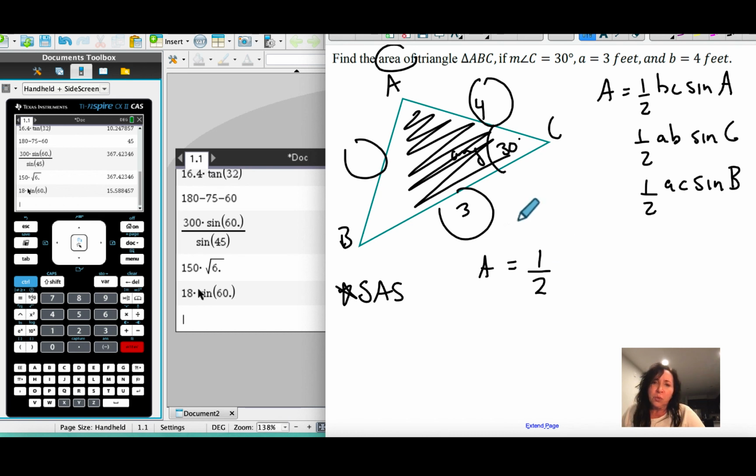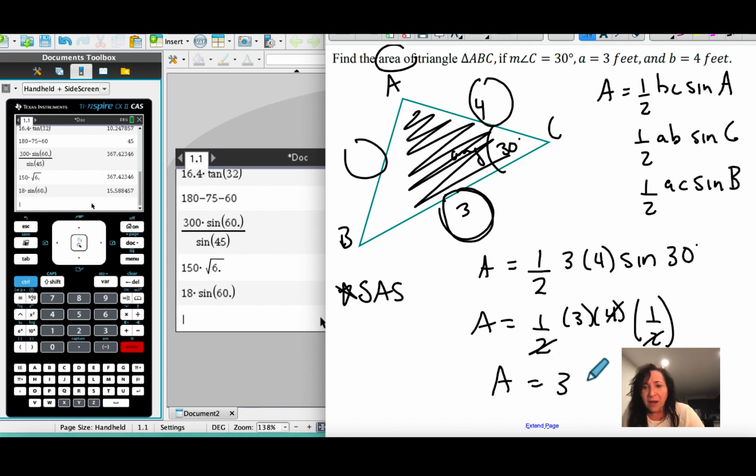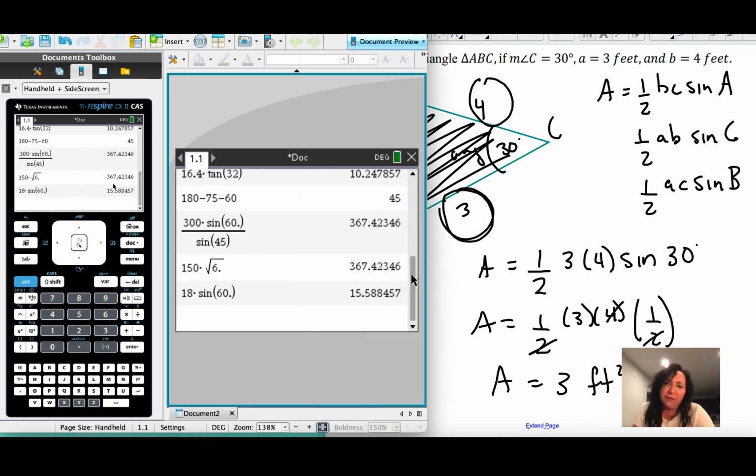So we're going to say the area of this triangle, which is, of course, the space inside, is going to equal 1/2 the side we have, which is little a, 3, times the other side we have, which is 4, so AB, and then sine C, which is 30 degrees, okay? Yes, I can use my calculator, but realistically, you don't need it, because 3 times 4, and then sine of 30, we should know by now is 1/2. So the 2's cancel. 2 times 2 is 4, right? That's gone. And so my area is going to equal 3 feet squared.